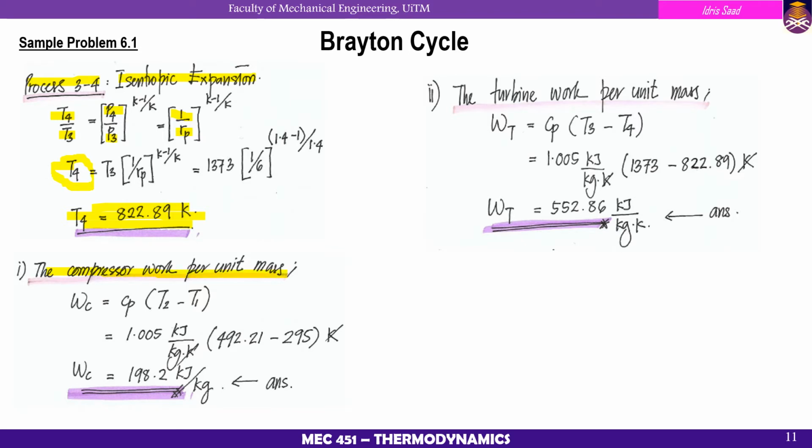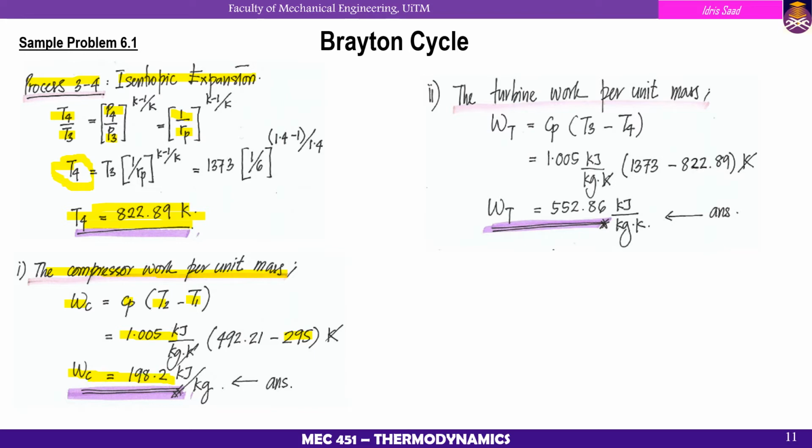So this is equal to work compressor, Cp is equal to T2 minus T1. So we know that Cp is equal to 1.005 kilojoule per kilogram Kelvin. T2 we already calculated, 492.21, from the previous slide. And then T1 is equal to 295. So what we get here is work compressor is equal to 198.2 kilojoule per kilogram.